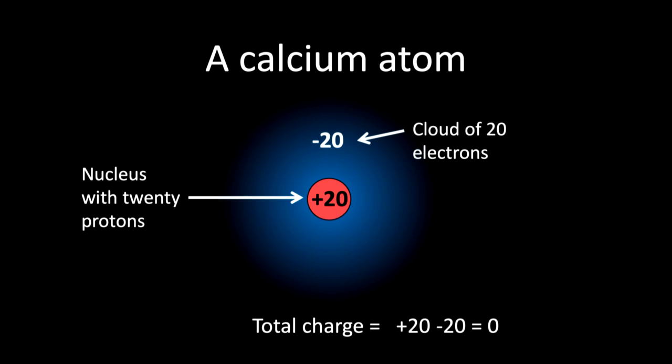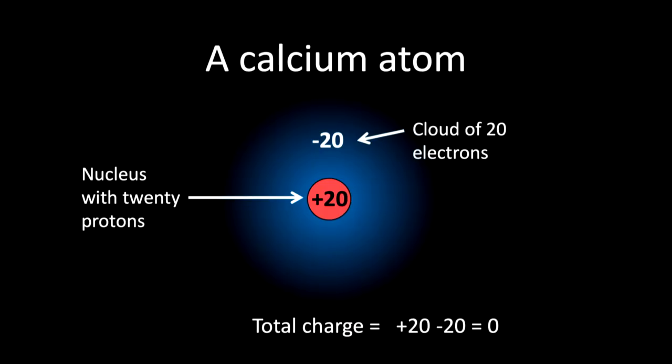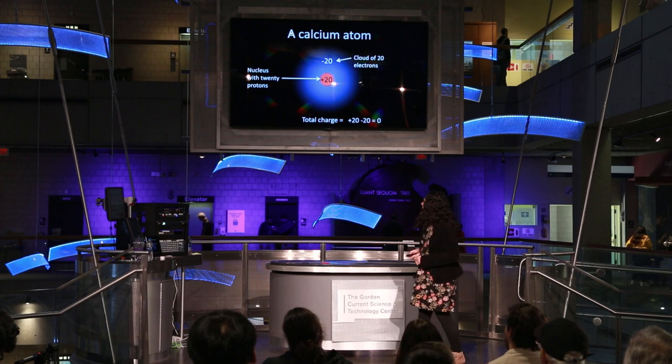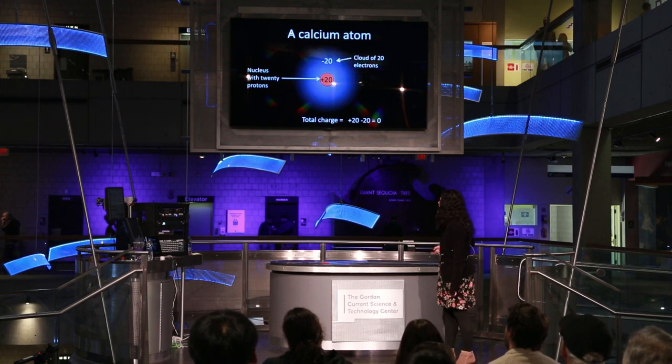and an equal number, 20, negative electrons swishing around the nucleus. Okay. Now, the total charge of this atom, then, is plus 20 from the protons in the nucleus, minus 20 from the electrons, so it's zero. It's what we call a neutral atom. There's no charge, right? So let's just for fun draw all of those 20 electrons on here.